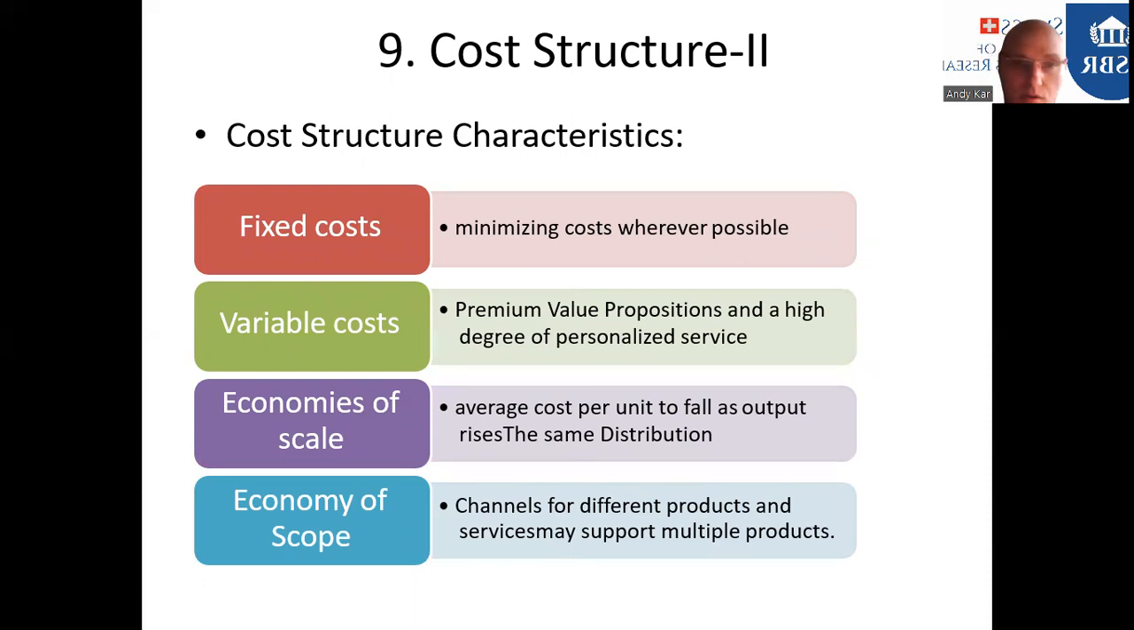We have the variable costs, premium value propositions and the high degree of personalized service, things that change. Economies of scale: average cost per unit falls as output rises, the same with distribution. And we have the economy of scope: channels for different products and services may support multiple products. An economy of scope is an economy in which the production of one good reduces the cost of producing another related good.